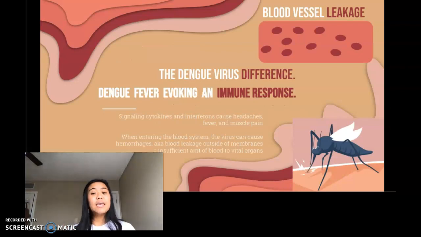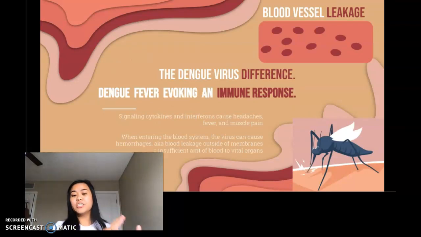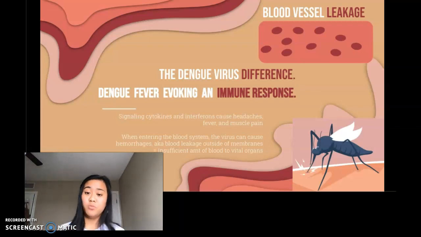So, the dengue virus difference. Differentiating it from other mosquito-borne viruses, dengue fever evokes this type of immune response. It signals cytokines and interferons to cause headaches, fever, and muscle pains, and then it also enters your blood system when it gets worse to cause hemorrhages, which means blood leakage outside of the membranes of your blood vessels. As it leaks out, it causes an insufficient amount of blood to reach your vital organs and can cause a lot of damaging symptoms afterwards.